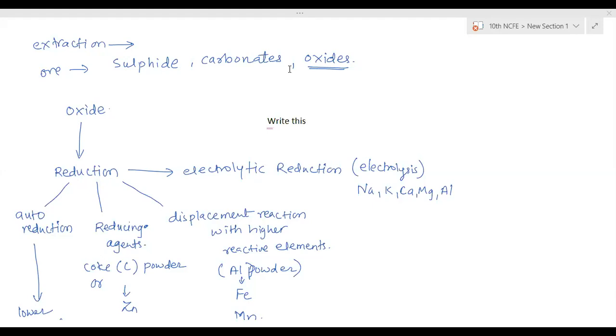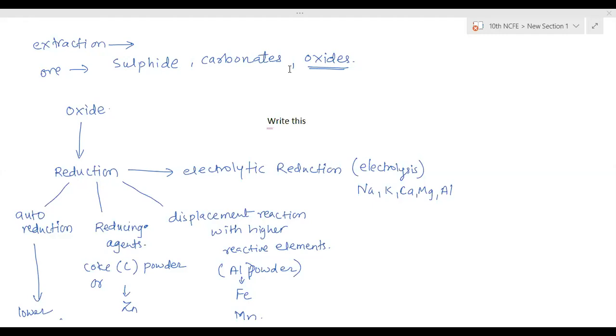The second method is by using reducing agents. A commonly used reducing agent is coke powder, that is, carbon powder, generally done for ores of zinc. The next method is the displacement reaction with higher reactive elements, most commonly aluminium powder used as a displacing reagent. For higher reactive metals, no reducing agents can work, so they can be reduced only by one method, that is the electrolytic reduction method.